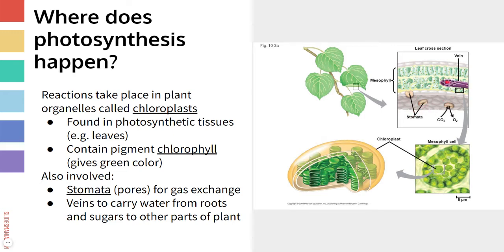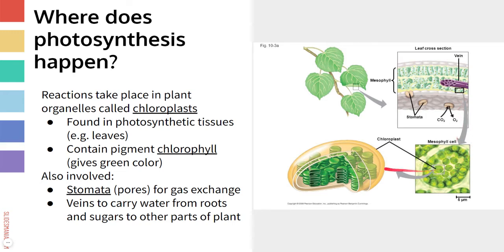And then we're also going to use these veins, and these are going to do sort of two main things. One thing is that they're going to carry water from the roots up to the leaves where photosynthesis is happening. And they're also going to carry the sugars that are made to other parts of the plant. So veins are just sort of these transport highways that are going to move molecules like water and sugar around.